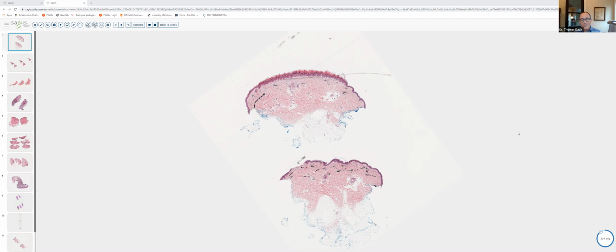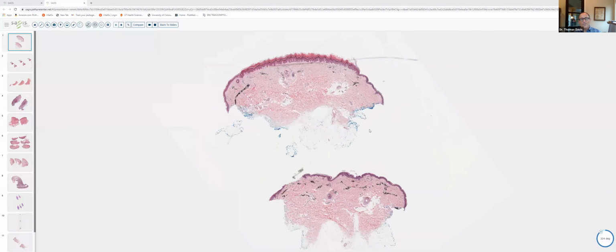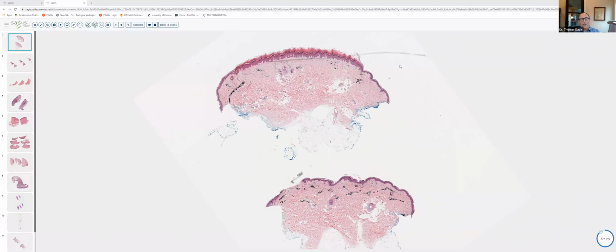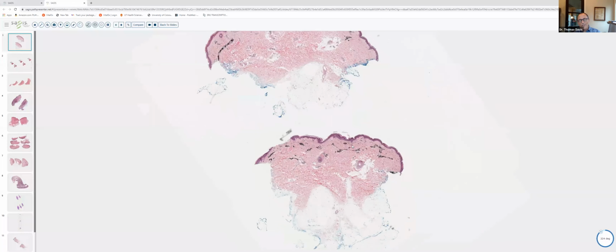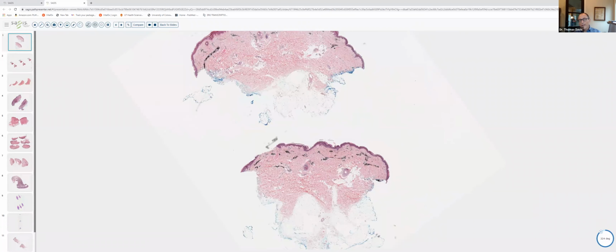Our first case, case one, is an incisional biopsy. And the clues to the fact that this is an incisional biopsy: one, it's fairly large, and two, if you look at the edges, you can see this blue ink here. And generally, when an excisional biopsy specimen comes into the laboratory, before it's breadloafed or sectioned, it will be inked. And so that can be a clue to an excisional biopsy specimen.